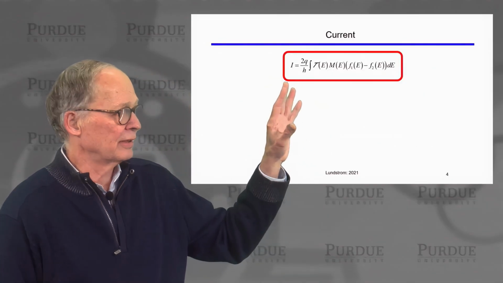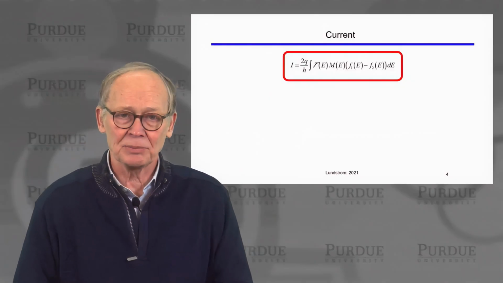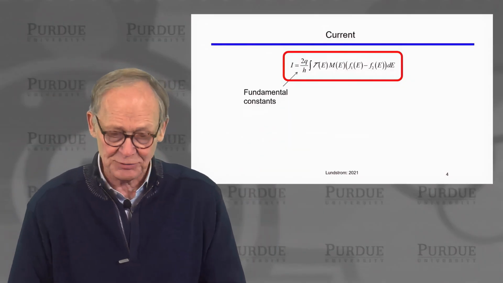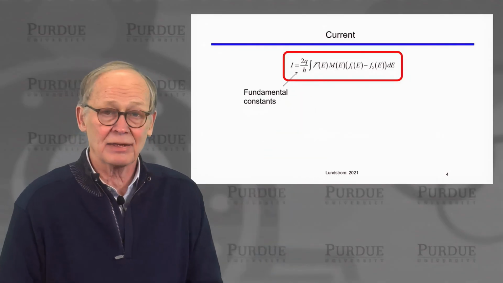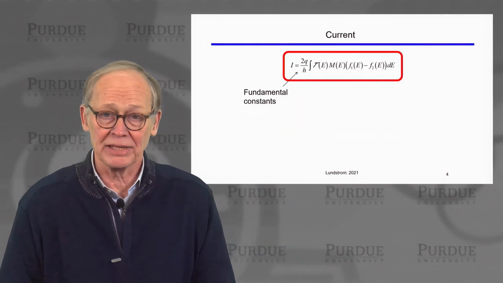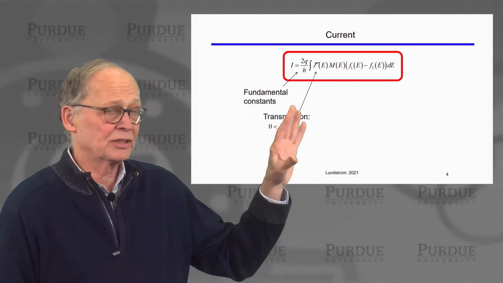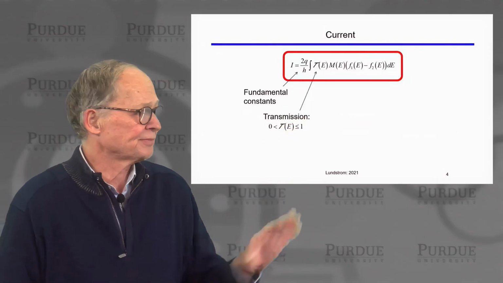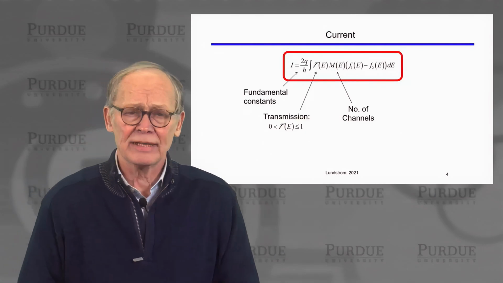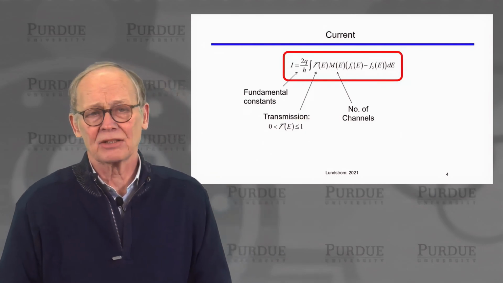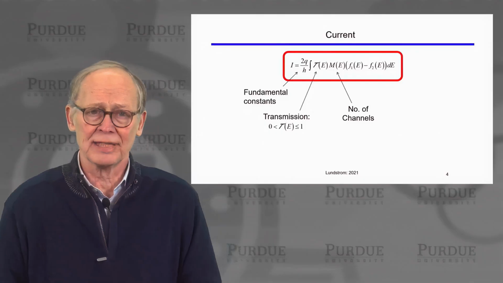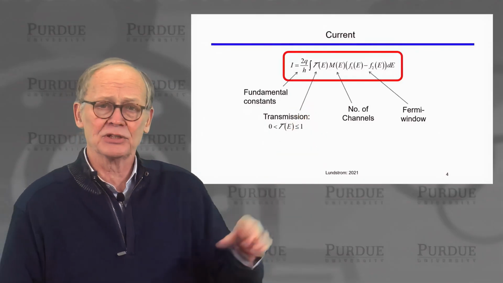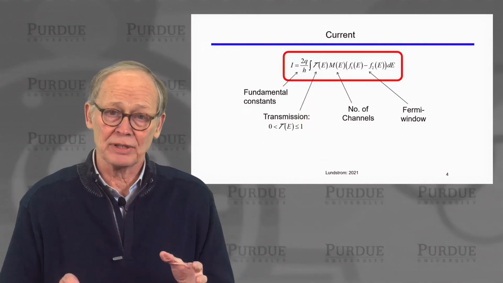Well, this is our current equation. So it's a simple equation, and we'll talk a little bit about the parameters in this equation. There are some fundamental constants out front, charge on an electron and Planck's constant. There's a quantity called the transmission, which is simply a number between 0 and 1. There is a quantity M of E, which we will call the number of channels, or also called the number of modes at an energy E. And then there are the Fermi functions of the two contacts.